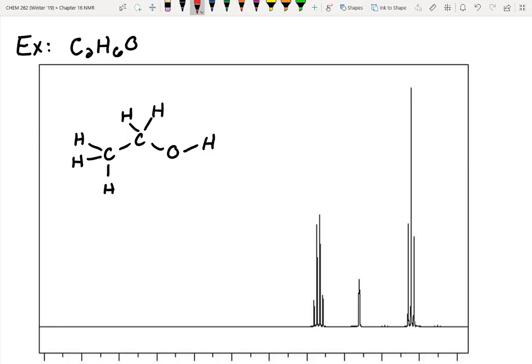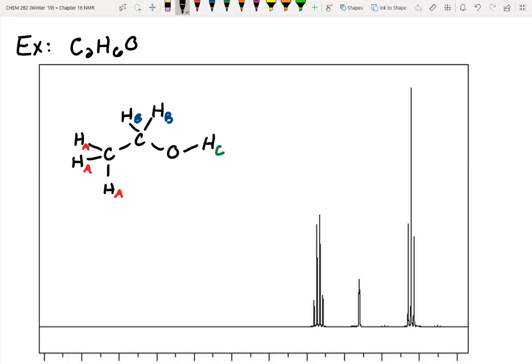We already said on Tuesday that these HAs are equivalent to one another because that methyl group is basically spinning around like a little propeller blade. And then HB over here, these are equivalent to one another. And then HC over here is unique and all by itself. So we would expect 3 different signals.